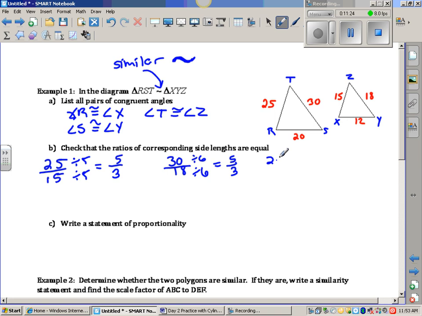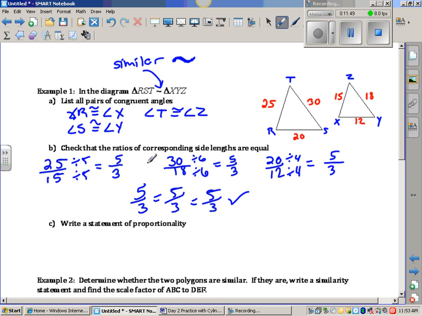And last but not least, I've got to compare 20 to 12. Reduce 20 and 12 by the GCF of 4. And again, you get 5/3. So because you get 5/3, which equals 5/3, which equals 5/3, we're good. All right, all the side lengths are in proportion. They all grew or shrank at the same rate. So that's your side lengths are in proportion.